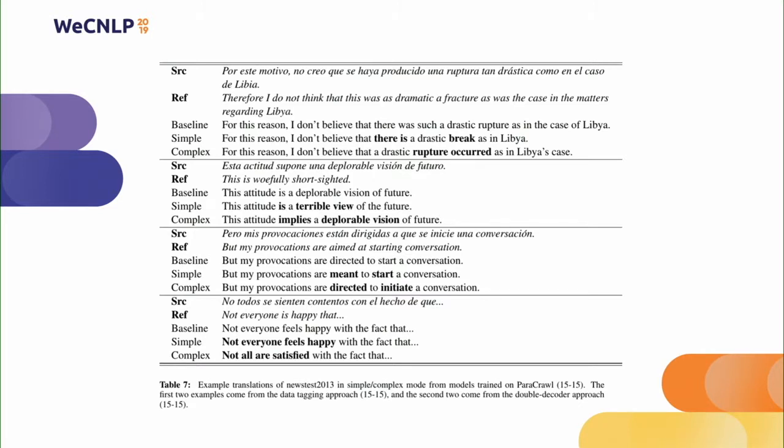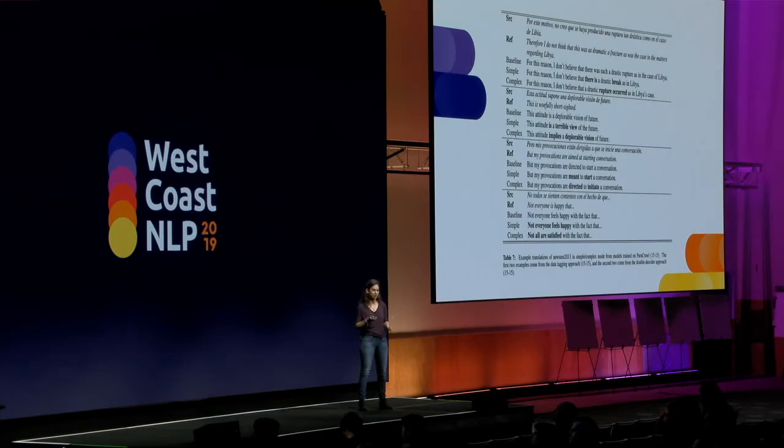And in the third case, we have, "But my provocations are meant to start a conversation" in simple mode. And we have, "But my provocations are directed to initiate a conversation" in complex mode. Again, in my opinion, directed is more complicated than meant, and initiated is a more complex word than start. You'll notice, though, what I don't like about this example is that the word provocation appeared on both sides. I don't think provocation is a very simple word. So this isn't perfect, but it did change some of the words that we'd like. In an ideal setting, I believe that it should have changed the word provocations in simple mode also.